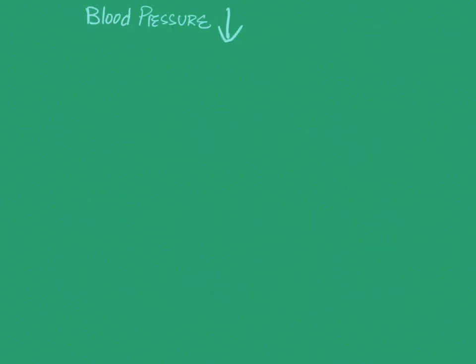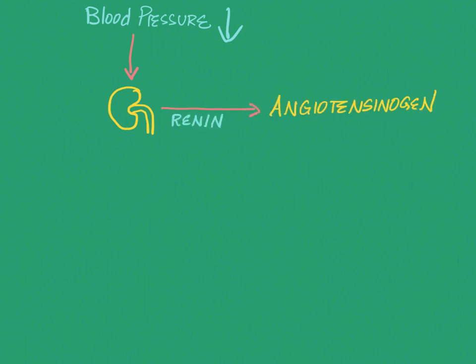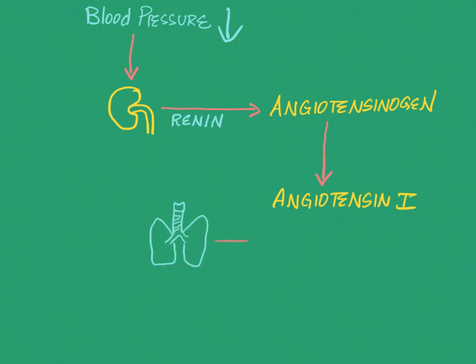Now for the blood pressure. When the blood pressure goes down, it is sensed by the kidneys. The kidneys then release a hormone called renin. Renin then acts on another hormone called angiotensinogen that is in the blood and converts it to angiotensin 1.